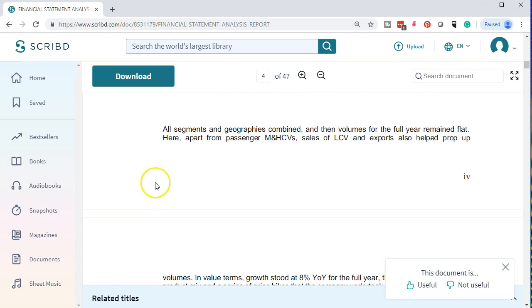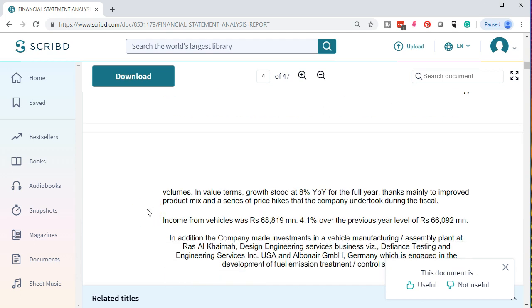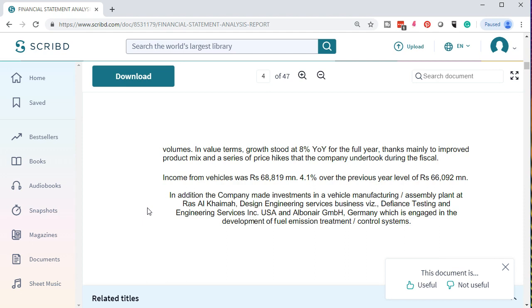So then we have some analysis, all segments and geographies combined, and then volumes for the full year remained flat. Here, apart from the passenger, sales of LCV and exports also helped prop up volumes. In value terms, growth stood at 8% year over year for the full year, thanks mainly to improved product mix and a series of price hikes that the company undertook during the fiscal year. So note they're giving some explanation here, we're looking at the percentage, and they're saying here's the percentage and here's the reason for it.